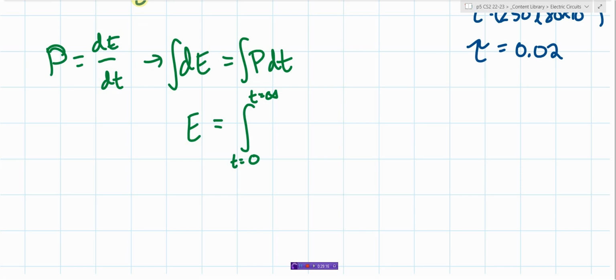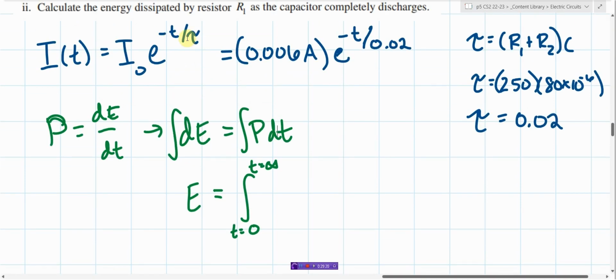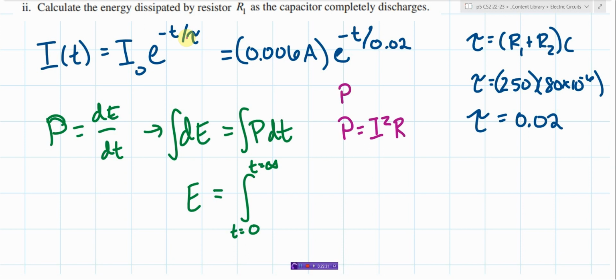Now I've got current here, and I also know resistance. This is resistor 1. What is power? It's I squared times R. That's where we took the original power equation and replaced delta V with I times R, because delta V equals I times R according to Ohm's law.